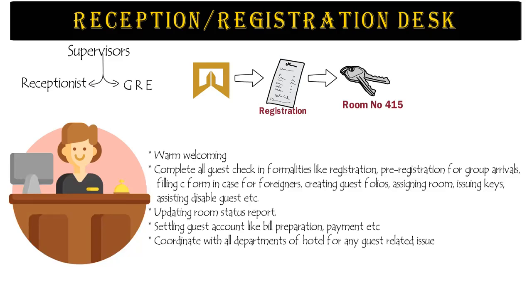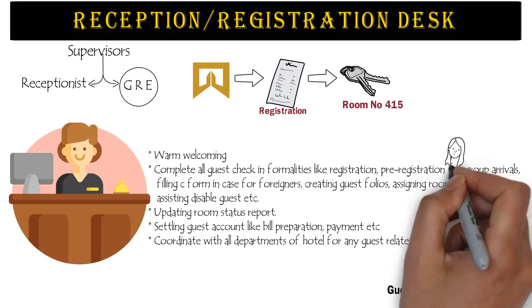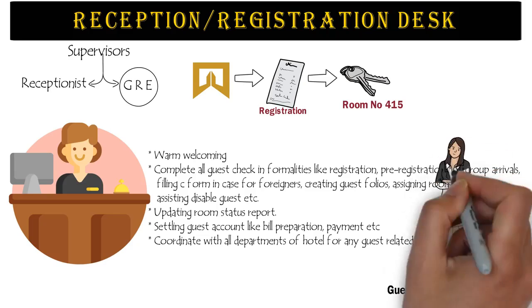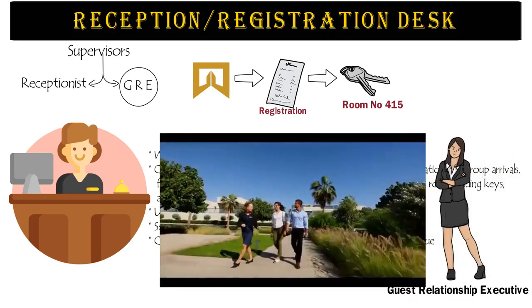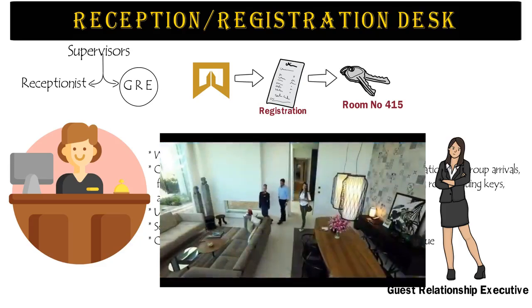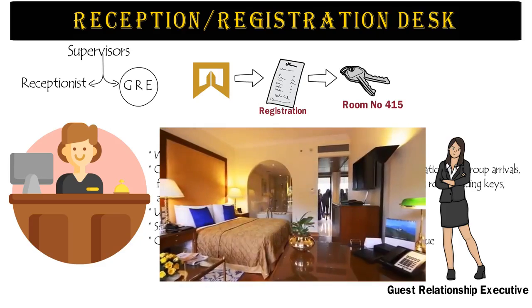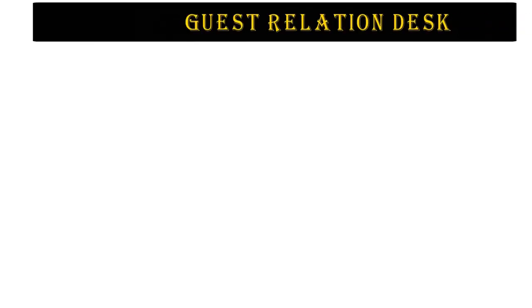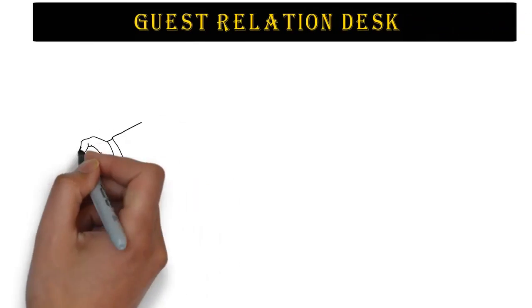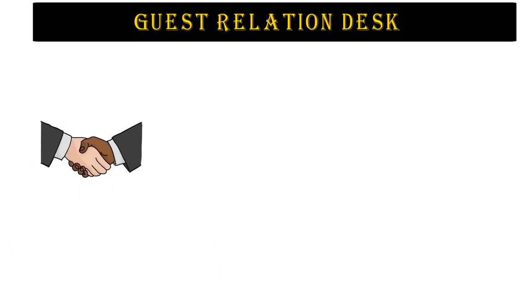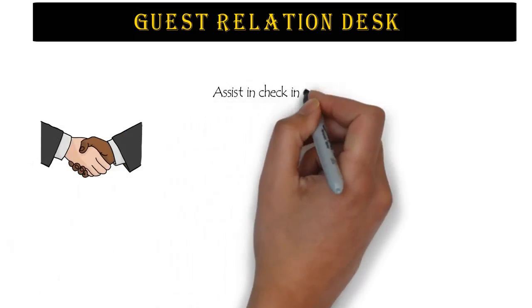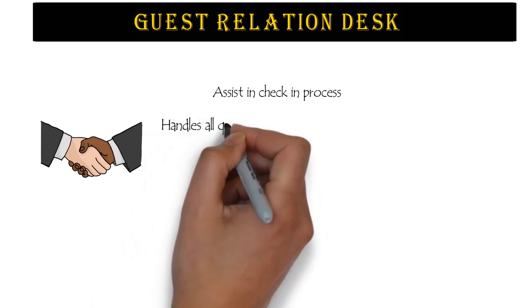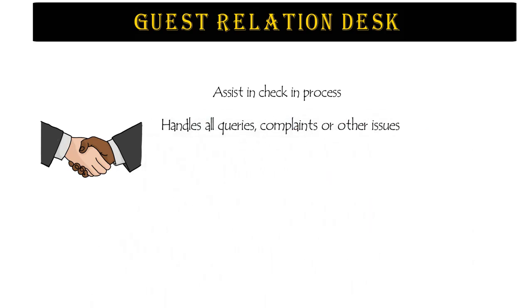Many hotels also have a specialist designation of guest relation executive to assist the guest throughout the check-in process. The GRE also escorts the guest to his room and familiarizes him with room amenities and supplies. The GRE may be provided a separate desk called guest relation desk, which maintains a healthy relationship with guests. Besides assisting in the check-in process, the GRE also handles all queries, complaints or other issues which dissatisfy guests.